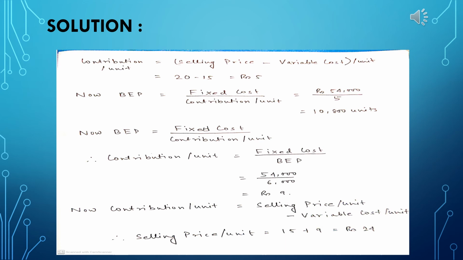Now as you can see, students, as I have already mentioned, if we bring down the break-even point from a higher value to a lower value, we definitely have to increase the selling price per unit. That's what our sum has proved, the concept to be right one more time.